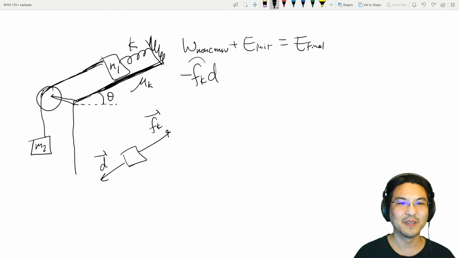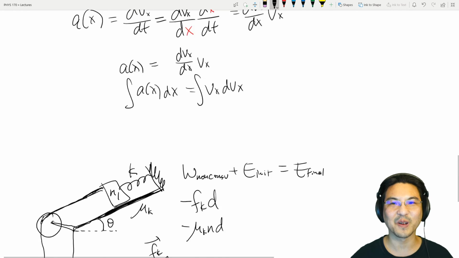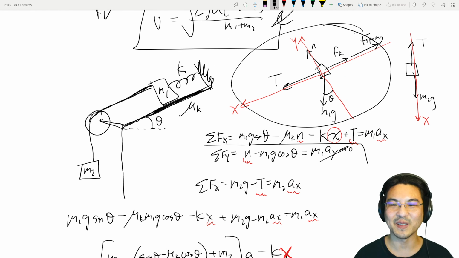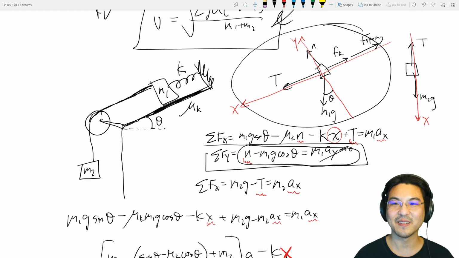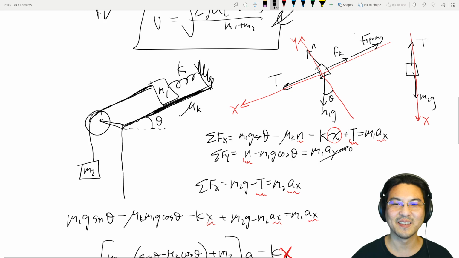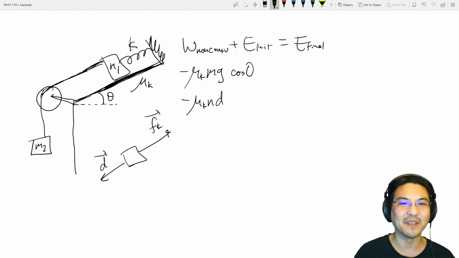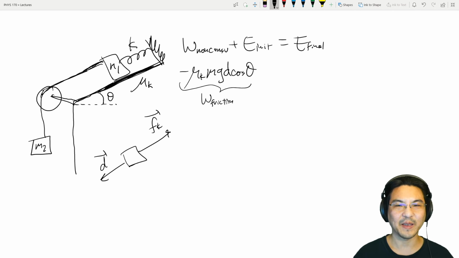Let's go into a little bit further detail. Friction is mu k times n. And let's recycle the work we did earlier when we did the free body diagram here. We solved, see in the y direction, n minus mg cosine theta equals 0, which means n equals mg cosine theta. So let me write that over here. Minus mu k, n equals mg cosine theta. Okay, let me put the d over here. So there we go. This is the work by friction. Okay, let's finish the rest of it.